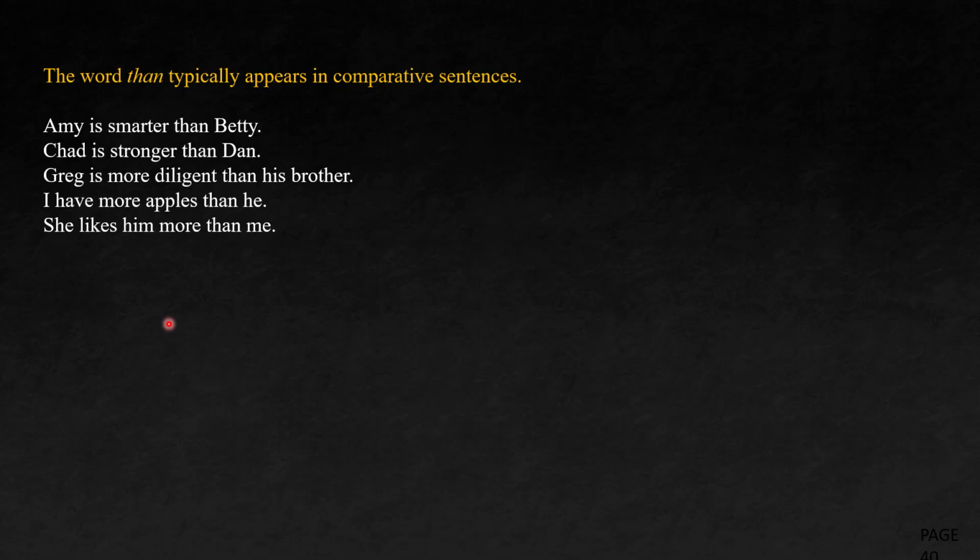Okay. Now again I have some examples here of comparative sentences. Amy is smarter than Betty. Chad is stronger than Dan. Greg is more delicate than his brother. I have more apples than he has. She likes him more than me. So these are the examples.